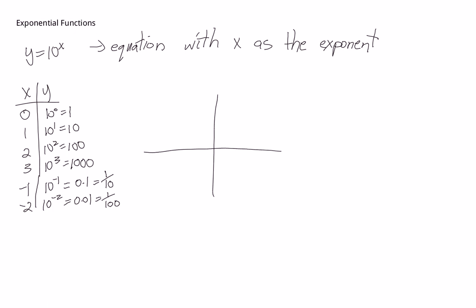So if we were to graph this, you would see that we get a graph. When x is 0, we have 1. When x is 1, we get 10. When x is 2, we get 100. So our graph is getting really big, really fast. And when we go in the negative direction, when x is negative 1, we have 1/10, 1/100th, and so on. So our exponential graph looks something like that.